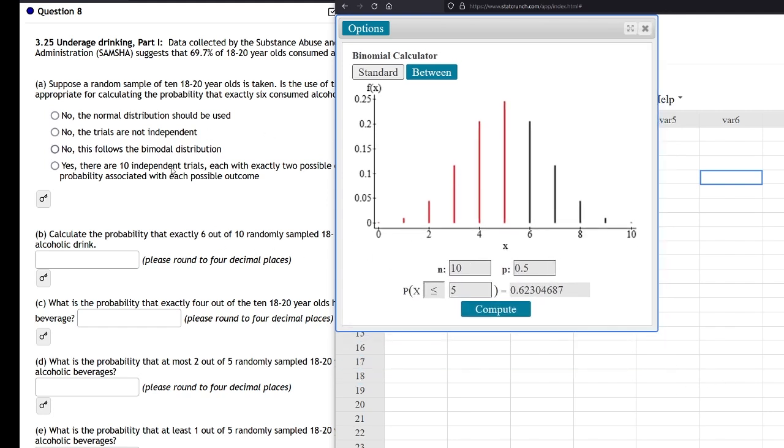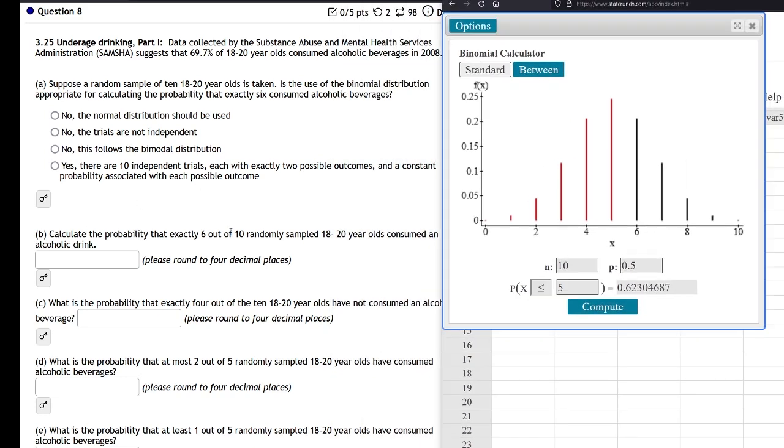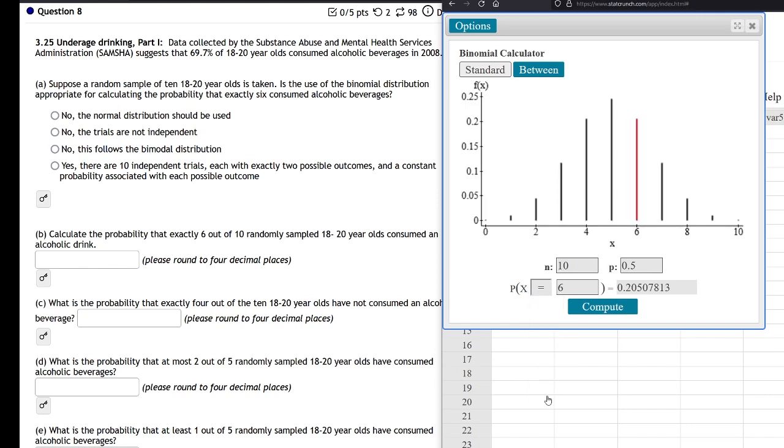Okay, so we have to put in some numbers. So they're saying, calculate the probability that exactly 6 out of 10 randomly sampled 18 to 20-year-olds consumed an alcoholic drink. Okay, so our N is 10. Because it's 6 out of 10. This is going to be 6. And notice we have some options here to choose from. Less than, greater than, equal to. We want equal in this case because they're saying exactly 6 means equal to 6.